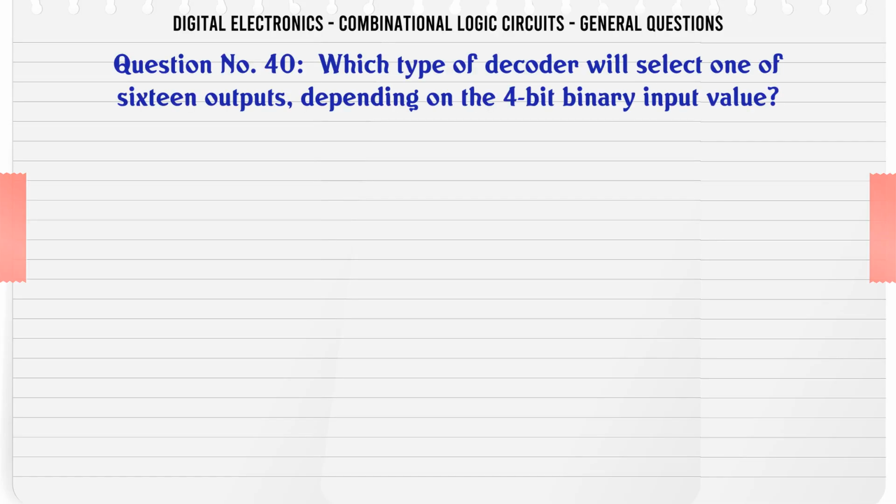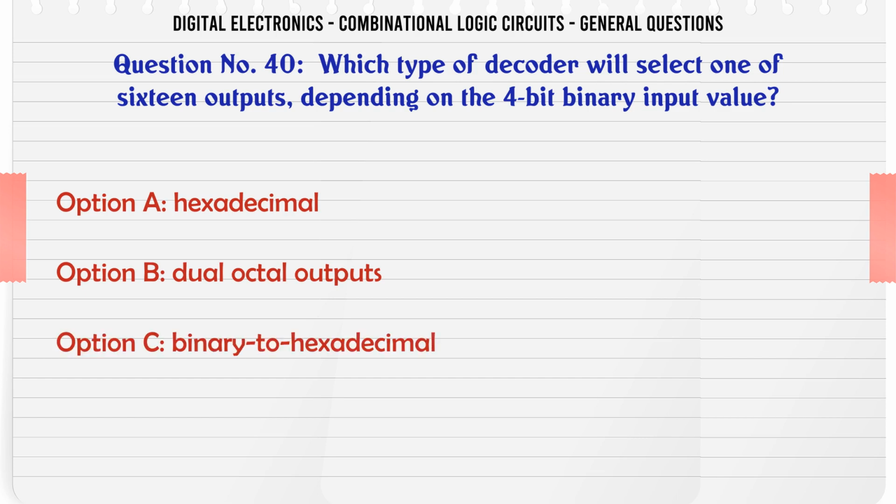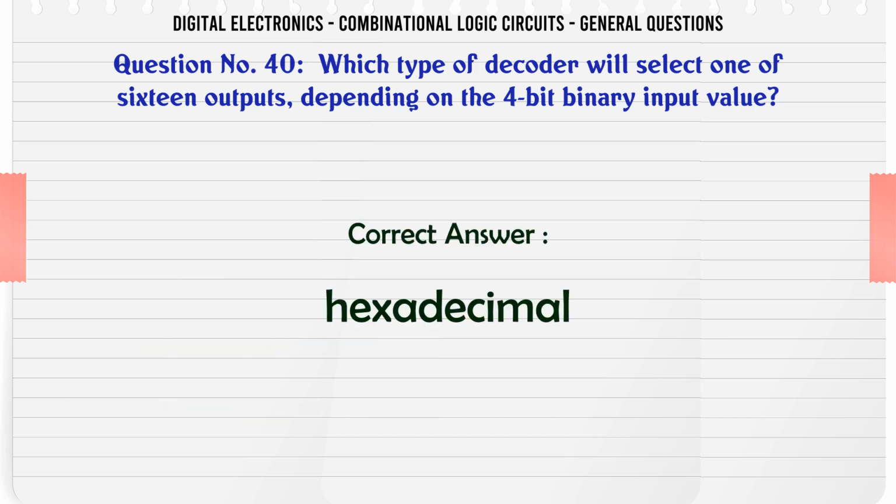Which type of decoder will select one of 16 outputs depending on the 4-bit binary input value? A. Hexadecimal, B. Dual octal outputs, C. Binary to hexadecimal, D. Hexadecimal to binary. The correct answer is hexadecimal.